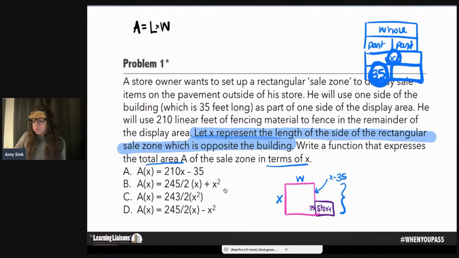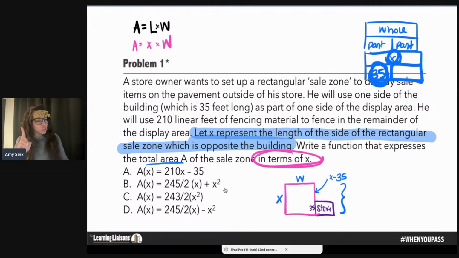And so I know that my area is going to equal length times width. So I know that my area is going to equal X times W. But I need to get rid of the W and put W in terms of X because they've told us they need everything in terms of X. So how do I figure out what W equals? Well, I'm going to use my perimeter formula, which is why they gave us that.